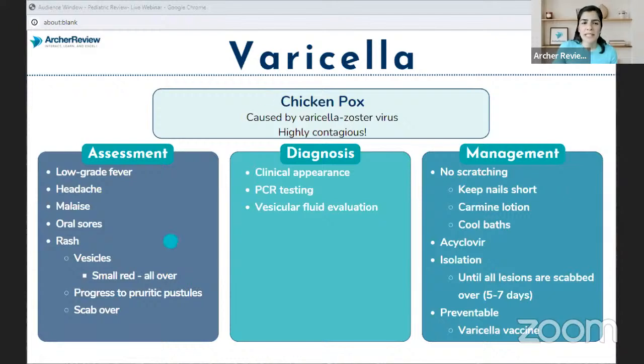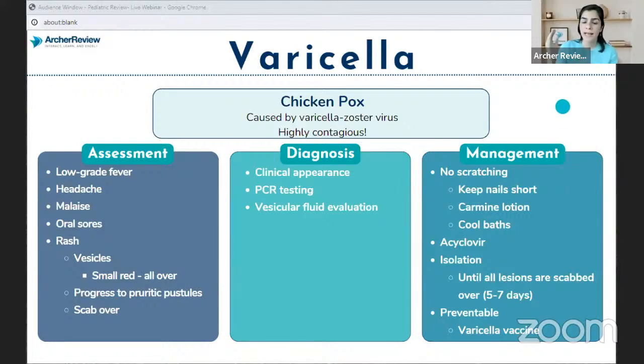This patient's going to be really uncomfortable with those vesicular rashes, going to be itchy, pruritic. It's going to start scabbing over and oozing over. So what I want you to focus on with management is keeping that skin intact and preventing those secondary bacterial infections. So clipping those nails short, try not to scratch, cool baths are going to be helpful.